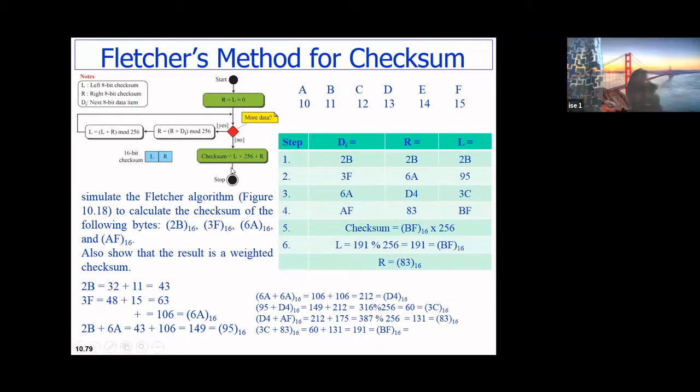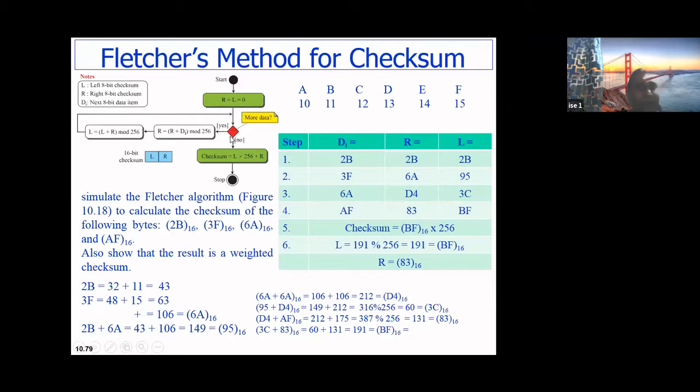So now it is L. L is equal to 0 here. 0 plus R. R, I got 2b. So 0 plus 2b is again 2b, and 2b is nothing but 43. Mod 256 is 43 only. So this will be 2b. Have you understood? So in step 1, I have got the value of R as 2b and L also 2b. Now I'll loop back here.